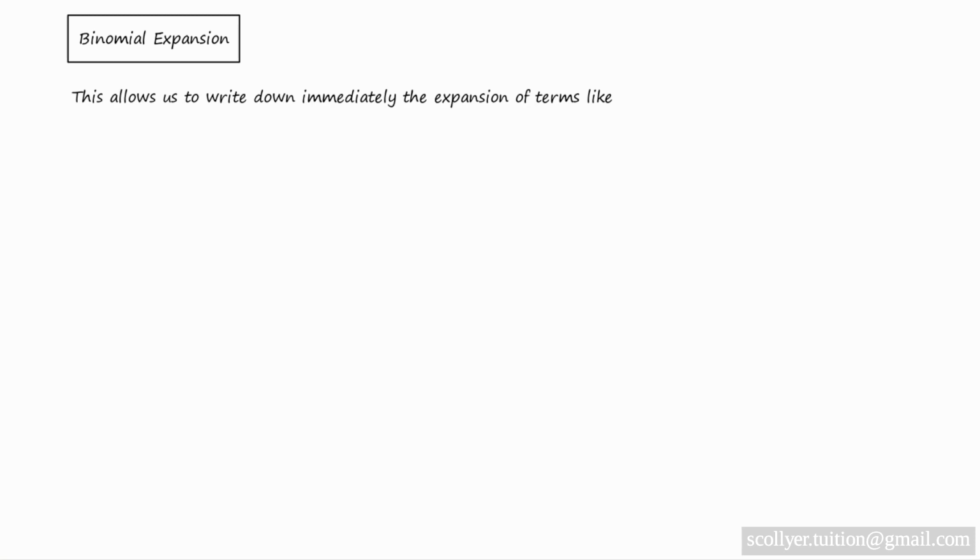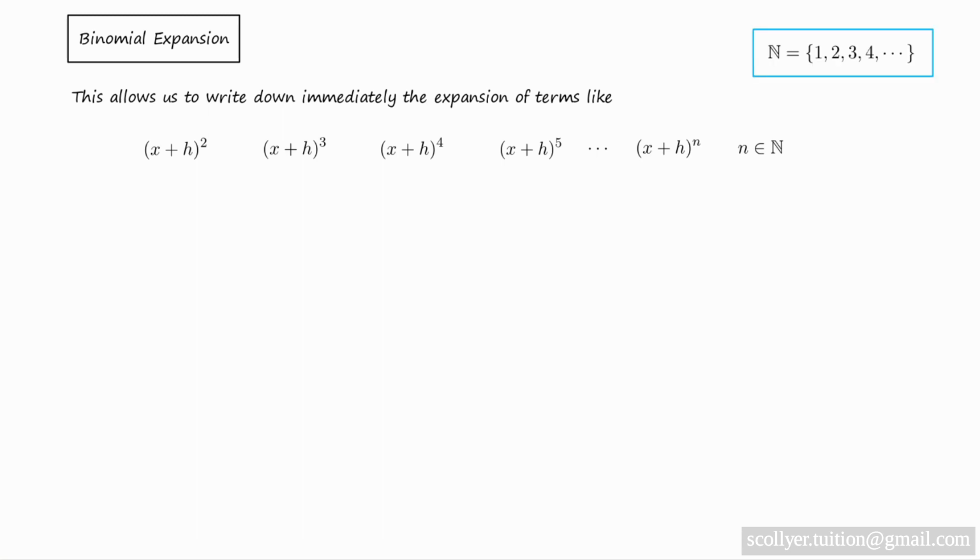Well, it allows us to write down immediately the expansions of terms like x plus h squared, x plus h cubed, x plus h to the 4, x plus h to the 5, x plus h to the power n, where n is an integer, i.e. where n is a member of this set 1, 2, 3, 4 up to infinity. And by immediately, we mean that we don't have to multiply out all of the brackets using the crab claw or the FOIL method, which can be long-winded and tedious.